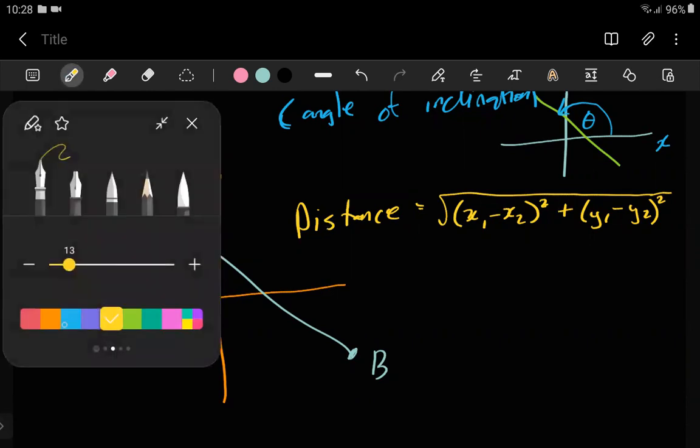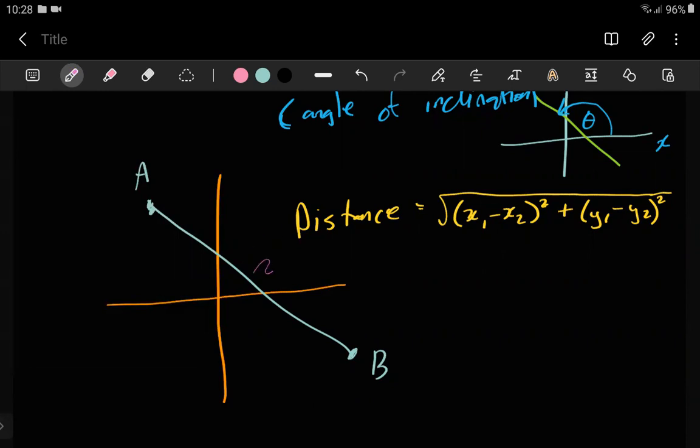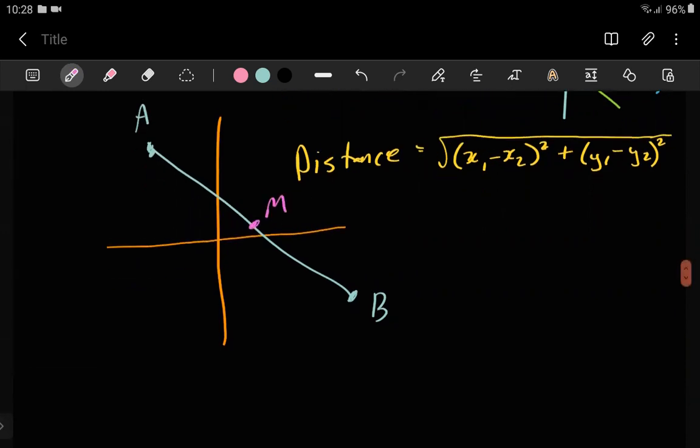However, between those 2 points, there are cases where they could ask for the midpoint.